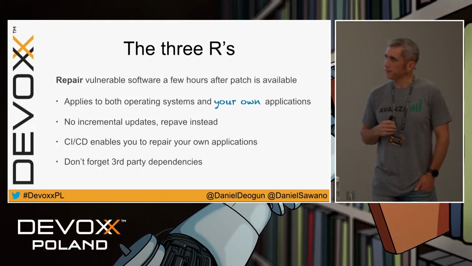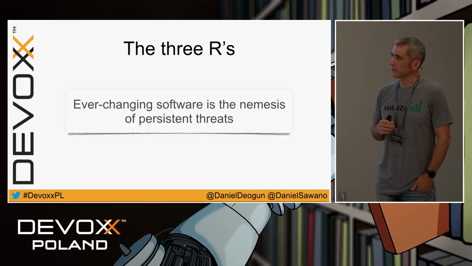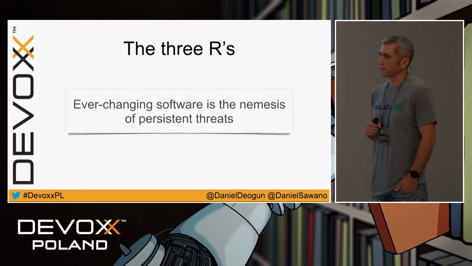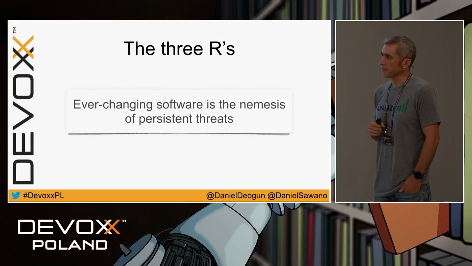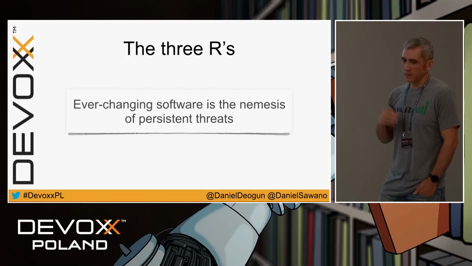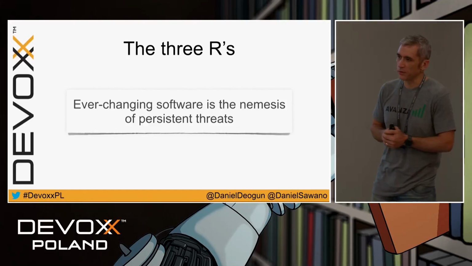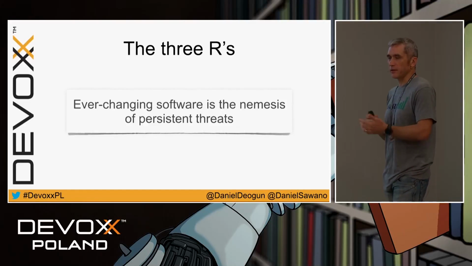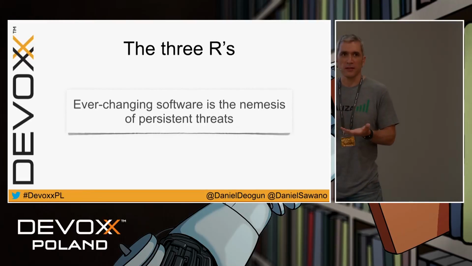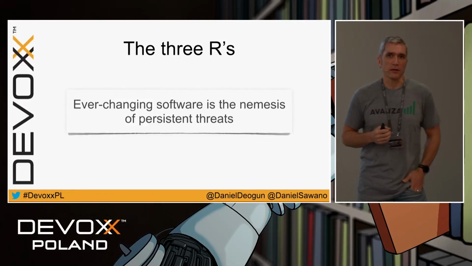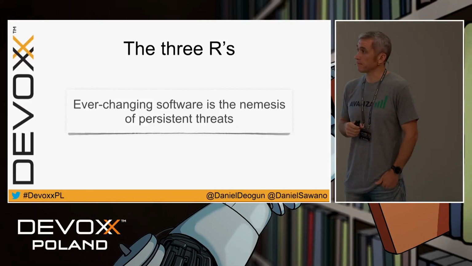So I guess the gist of the 3 R's is really that ever-changing software is the nemesis of persistent threats. And that's so mind-blowing to me, at least, that we need to move all the time in order to reduce the risk of a threat. And again, sometimes this can be the complete opposite of what you're doing today, depending on how you're dealing with enterprise security. So it can be a challenge to make these changes, but we really believe that this is something that will help you deal with threats in a better and more agile way than the traditional approach, if you will.